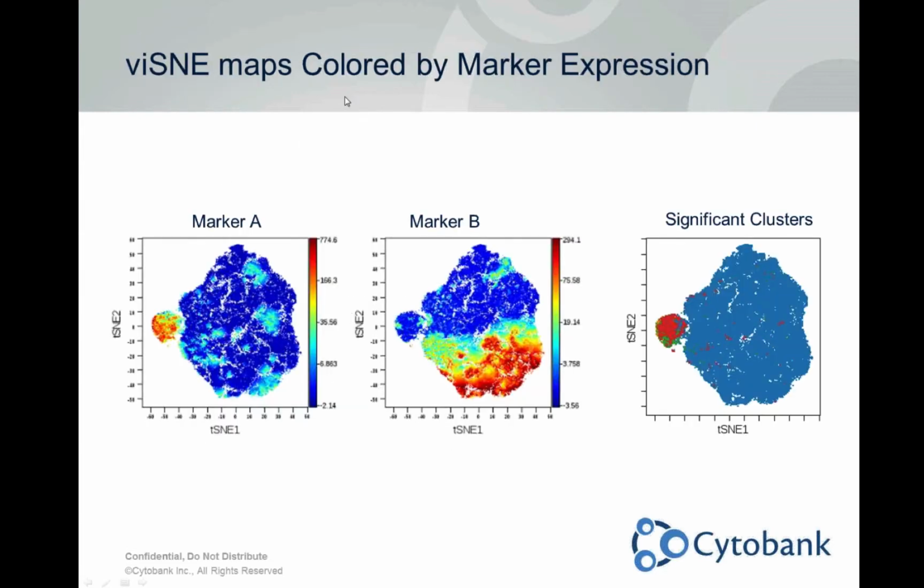So ViSNE maps, these are colored by marker expression. This is that first one I talked about. So instead of looking at just these overlaid clusters, you can display that same ViSNE map colored by marker A. In this case, this is CD20, or marker B, this is CD4. So this is basically a way to get some more context on what's going on.